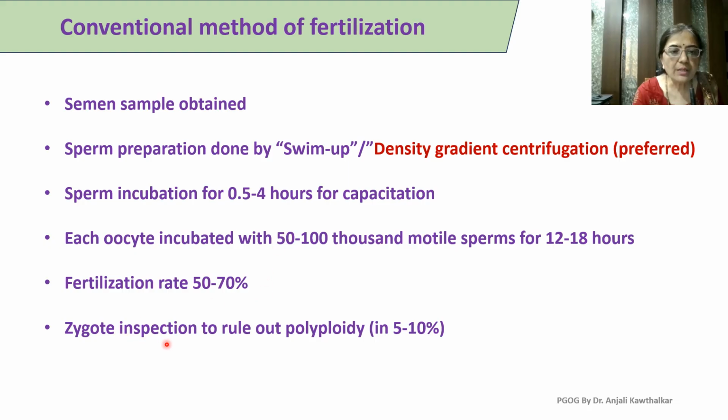The zygote is inspected under the microscope to rule out polyploidy. Polyploidy can occur in 5 to 10% of the cases, and it might be missed later on. Even some tests for preimplantation genetic testing might miss this polyploidy, and that is why it is better to inspect the zygote at this stage to rule out polyploidy.